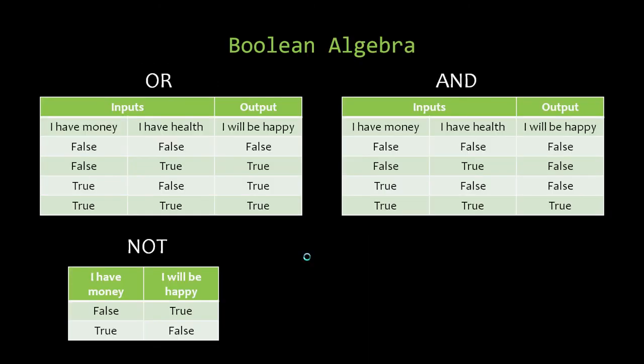So let's recap here in this summary. In order for the output of the OR to be true, at least one of the input conditions has to be true. In order for the AND output to be true, both input conditions have to be true. In the negation, the not, in order for the output to be true, the input has to be false. The output is always a negation of the input.